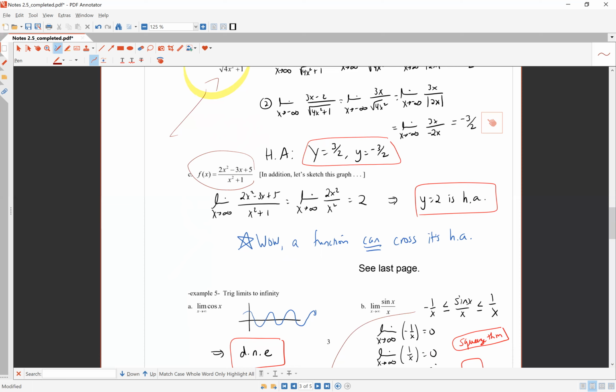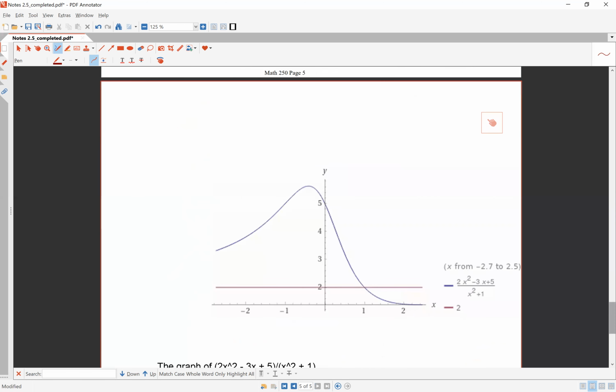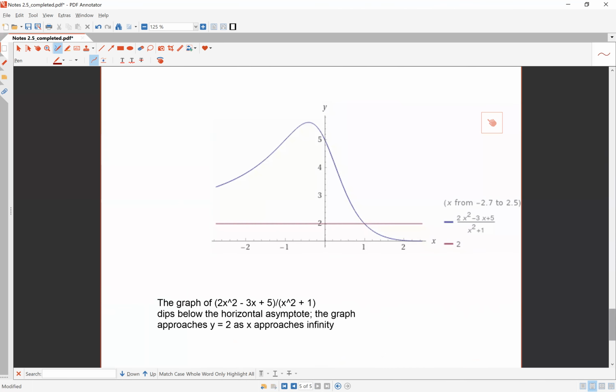And so a function can cross its horizontal asymptote. Wow. That's what I was thinking. Okay, so anyway, here's the graph. I had to put the graph down here. And here's the plot of 2x squared minus 3x plus 5 over x squared plus 1.